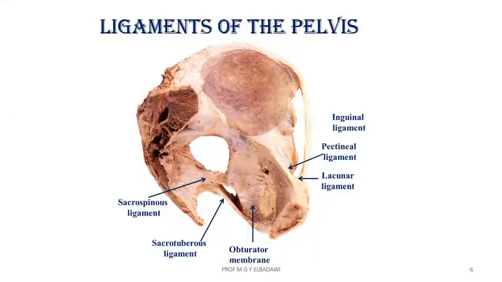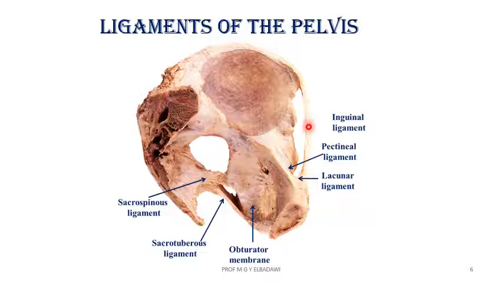That's a good cadaveric specimen showing the ligaments of the pelvis, the external ligaments or the ligaments attached to the bones. This is the sacrospinous ligament between the last piece of sacrum and the ischial spine. This is the sacrotuberous ligament extending from the medial lip of the ischial tuberosity to the back of the sacrum and the coccyx, and the posterior superior and inferior iliac spines.